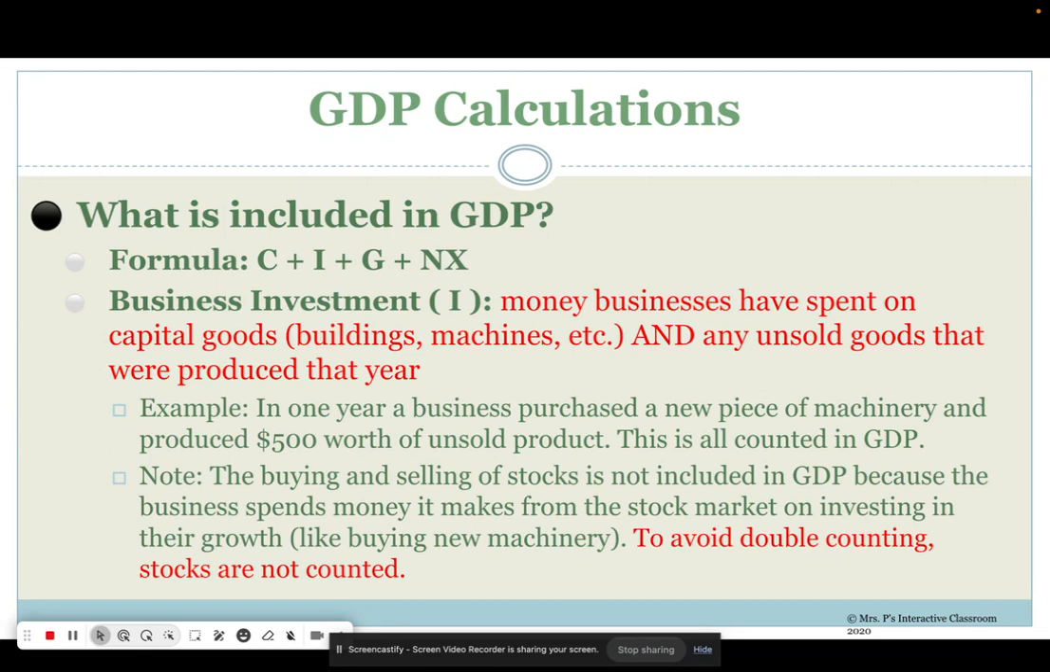The buying and selling of stocks is not included in GDP because the business spends money it makes from the stock market on investing in their growth. So to avoid double counting, stocks are not counted. The same process works with the inputs. They make money on the stock market that they then spend on goods and services or whatever inputs, like machinery or technological advances. So to avoid double counting, stocks are not counted because they make money off of those stocks, and they spend it on certain inputs.